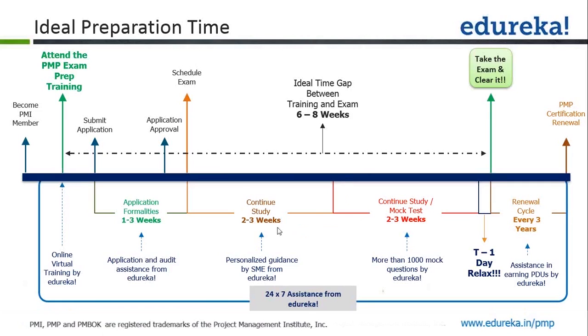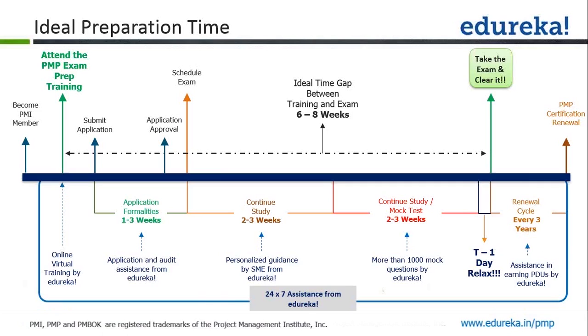After you have studied for 4 to 6 weeks, I think you should be ready to take the examination. You need to go ahead and take the exam, and I'm sure you will be able to clear it in the first attempt. Once you clear that, you will earn that credential, and then you need to maintain it. The validity of the PMP credential is 3 years, and you need to renew it every 3 years. During those 3 years, you need to earn 60 PDUs to renew the PMP certification.